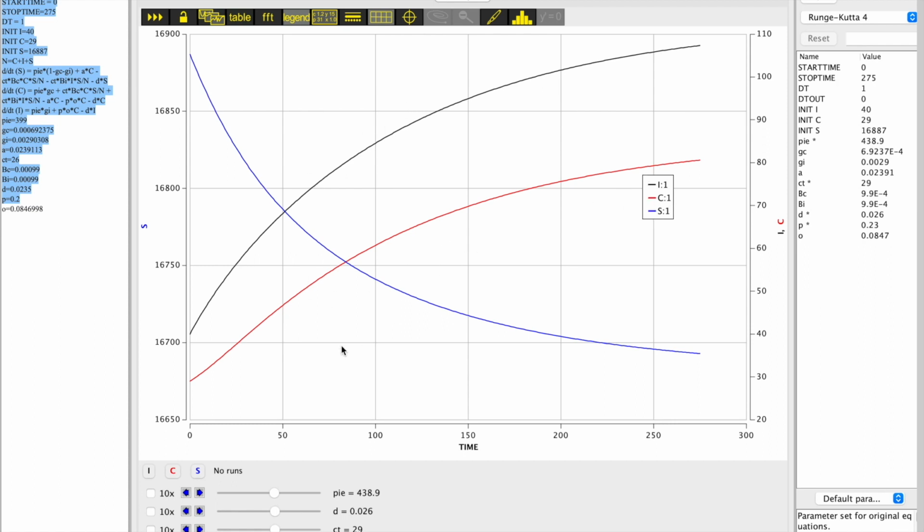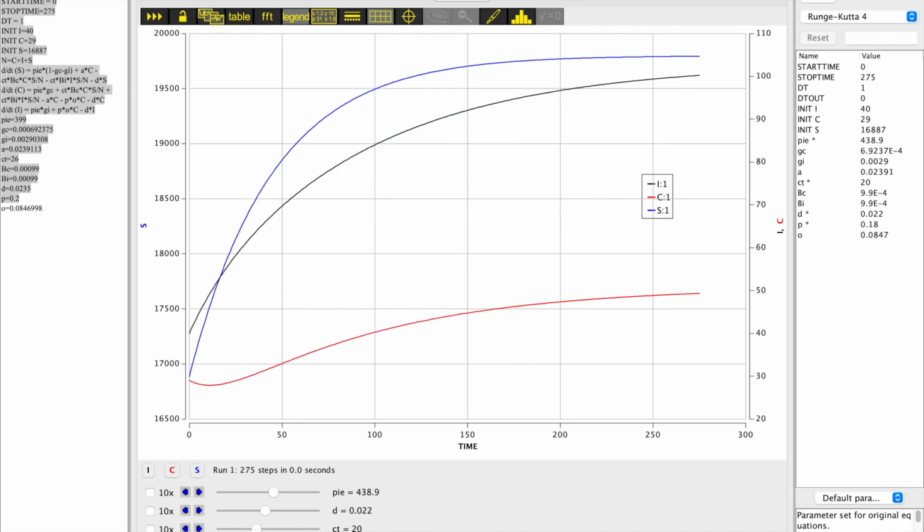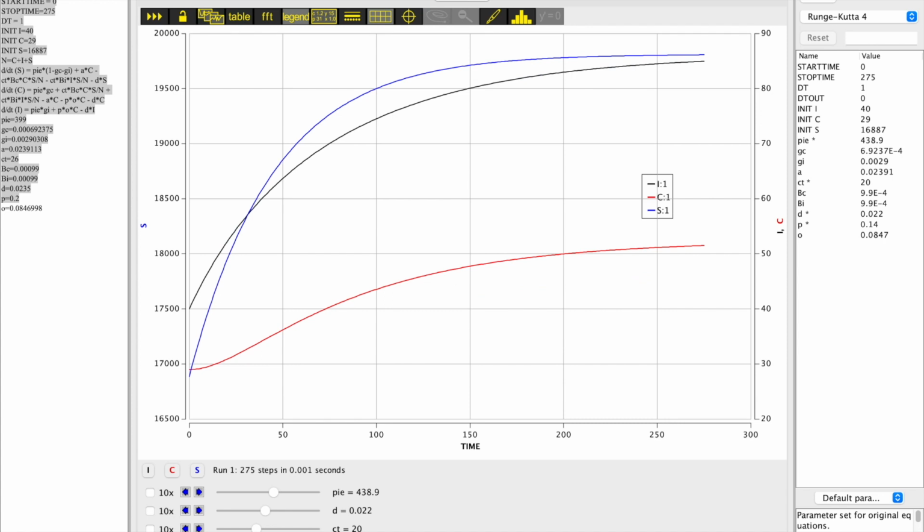But as you can see, some of these parameters, like if we start to mess with the duration of infectiousness, this line is going to change quite a bit. Depending on if we change contact rate, you're going to get very different probability of infection. You're going to get very different figures each time, basically.